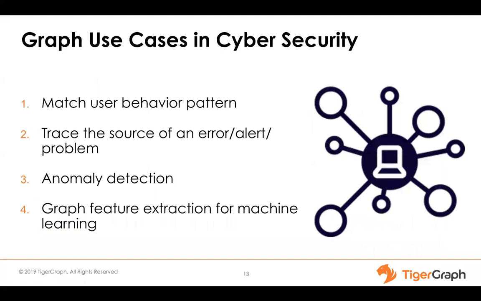So to use a graph, there are four graph use cases in the cybersecurity domain. The first one is we can run pattern matching to detect any malicious user behaviors. And we can also trace the source of an error alert or any type of problem. And also we can do anomaly detection within the graph. And the last one is that we can extract those graph features to help your machine learning model provide more accurate results.